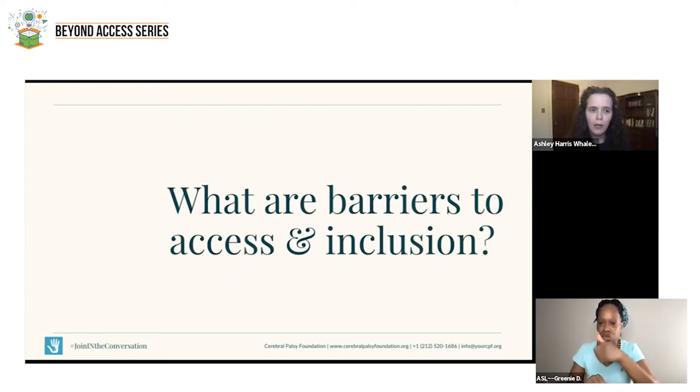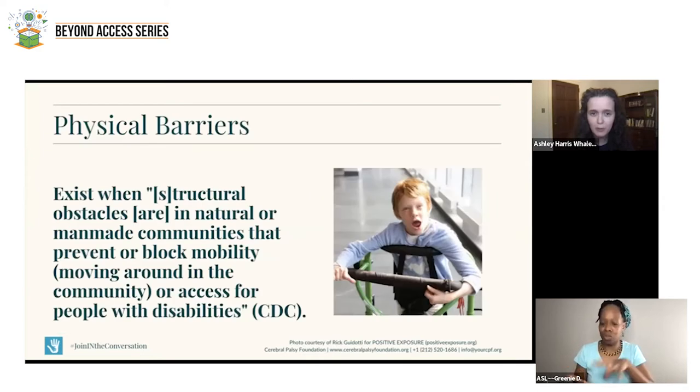So what are some barriers to access and inclusion? We know they're plentiful. We are going to hit some of the high spots. So physical barriers, per the CDC, exist when there are structural objects or barriers in our natural communities that block people from being able to move about in their environments.